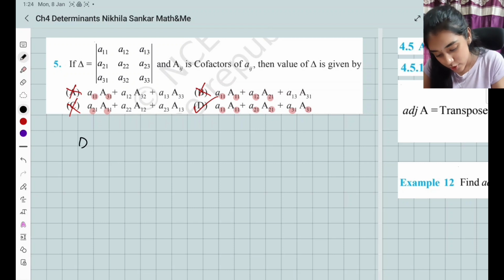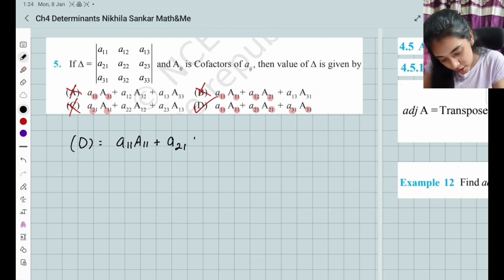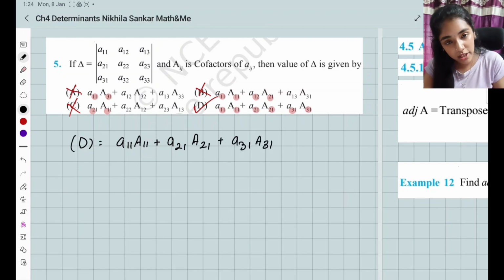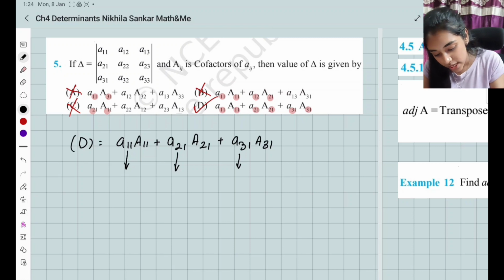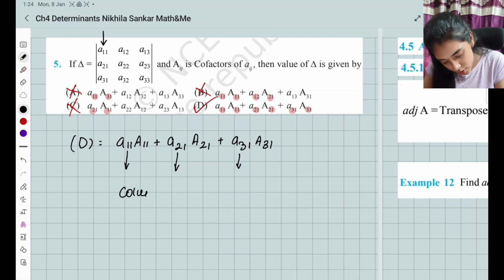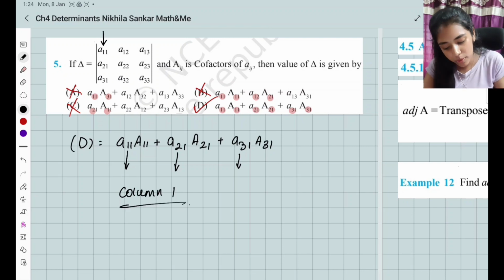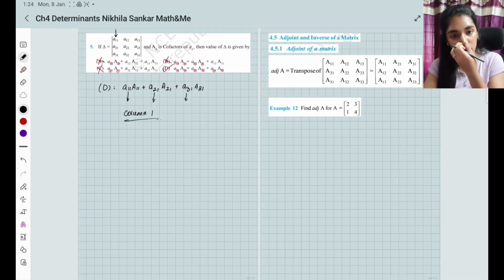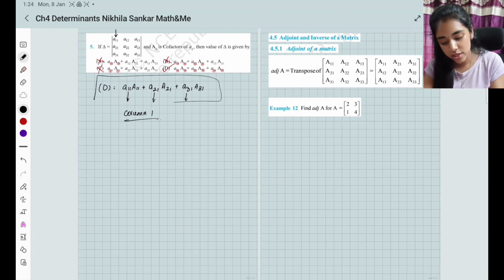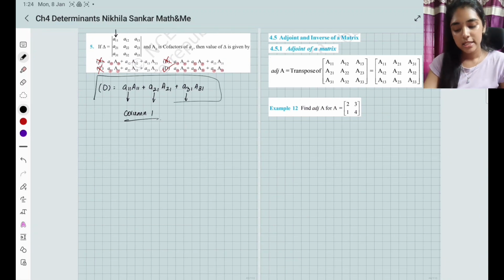So the answer is going to be option D, which is going to be a11 capital A11 plus a21 capital A21 plus a31 capital A31. So this is according to which row or column? Here what is there? 1, 2, 3. So basically we are going to the next row. What does that mean? A11, A21, A31. So we are in the first column. So according to column 1. Okay, only the row keeps changing, the column doesn't change. So according to column 1, this is going to be the determinant. Okay, so it is going to be option B. Please copy. So with this we are done with this particular topic. Let's move on to the next new topic.